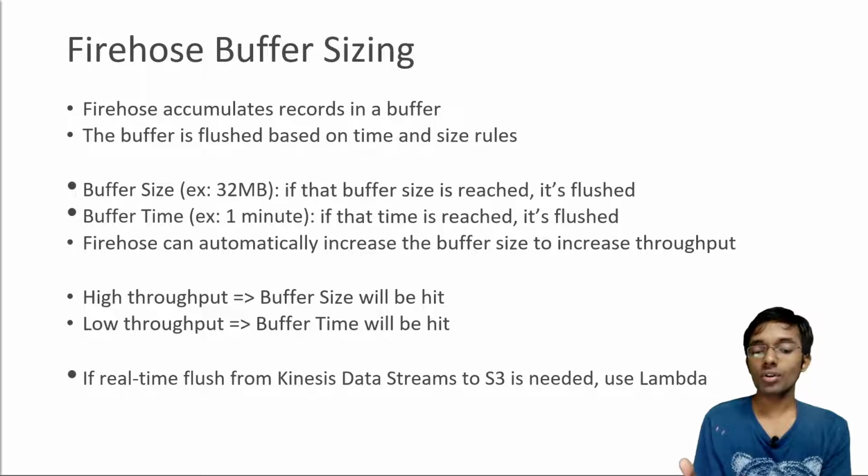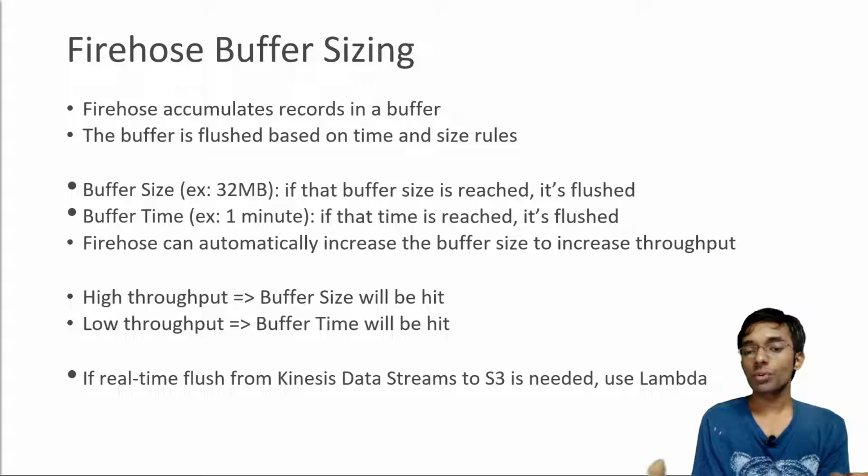Now Firehose can automatically increase the buffer size to increase throughput, so you don't need to worry too much about it. If you have a very high level of data going through Firehose, it can automatically scale up on the need. The idea is that if you get high throughput, meaning a lot of data goes through Firehose, then the buffer size will be hit first, because obviously it will fill up very quickly. But if you have low throughput, then it's the buffer time limit that will be hit. That means you are saying, okay, every 1 minute or every 5 minutes I want the data to be flushed out of the Firehose.